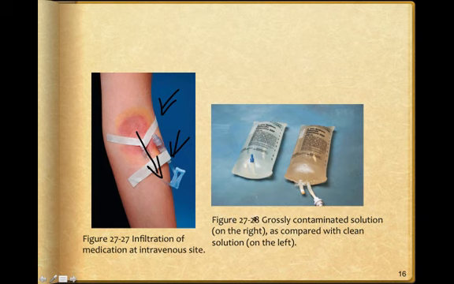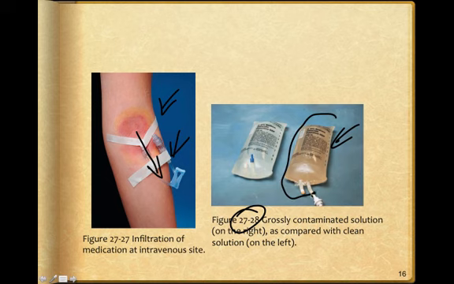This is figure 27.28, grossly contaminated solutions. Solutions should not look like this at all. This is a contaminated solution. This here is what they should look like. Clear, no crystalline forms, no cloudiness. Nice inspection list on there and also on our skill sheets.